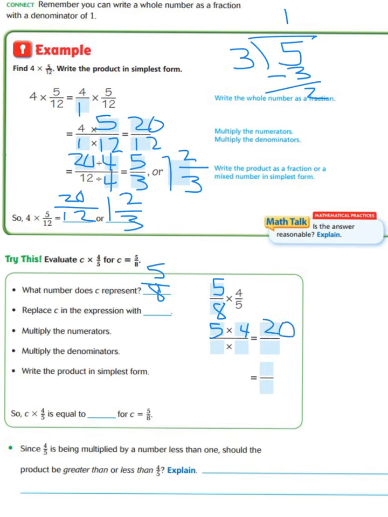Now the next step is to multiply the denominators. So we'll throw our denominators in there, which are 8 and 5. And we know that 8 times 5 equals 40.